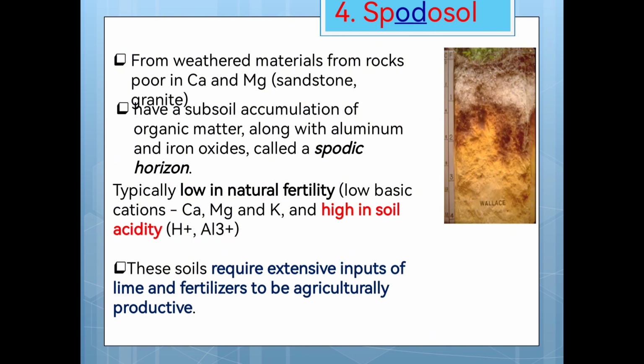And they are typically low in natural fertility kasi mababa ngayon yung kanyang basic cations. They are mostly leached of calcium, magnesium, and potassium, and they are now high in soil acidity due to the presence of hydrogen and aluminum. So because acidic nga siya, these soils require extensive inputs of lime and fertilizers to be agriculturally productive.